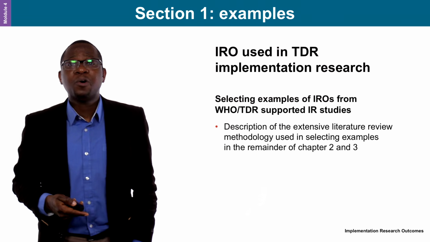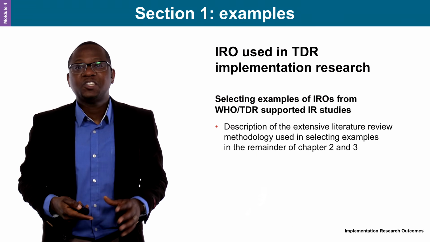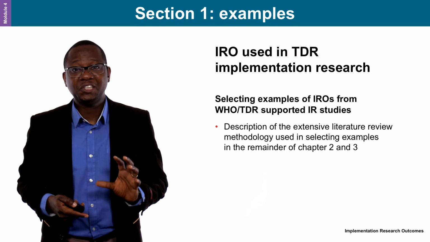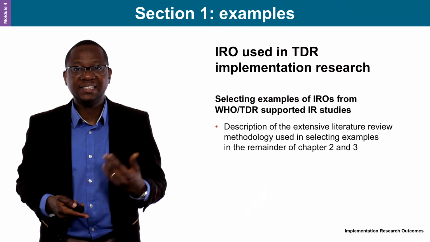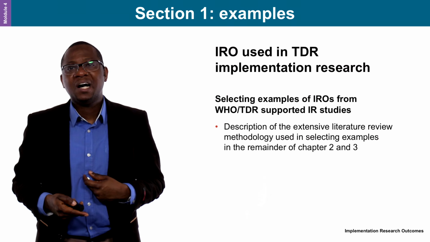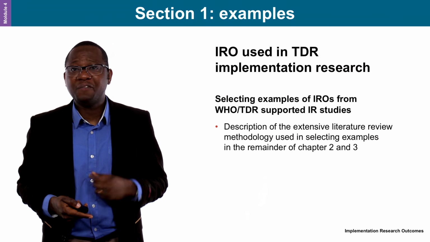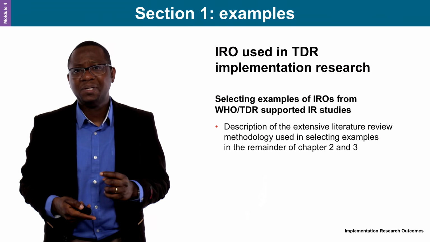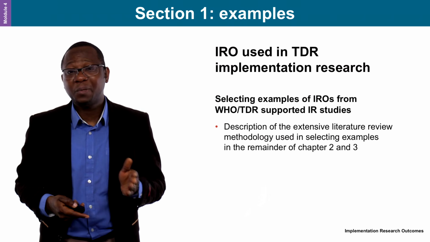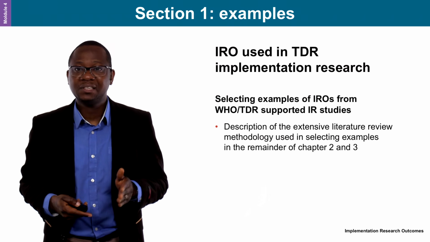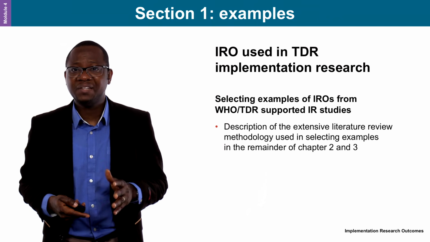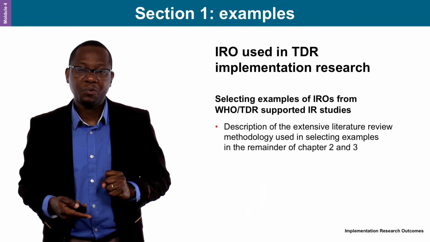So before we conclude section 1, we're going to look at some specific examples of implementation research outcomes that have been used in TDR-supported grants. It's important for you to have done the required reading at this time because the examples that we're going to be looking at in the rest of this chapter, or chapter 2, and also in chapter 3, are going to be heavily based on the required readings.